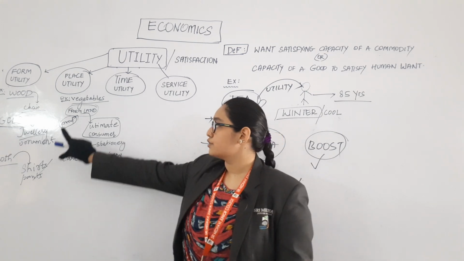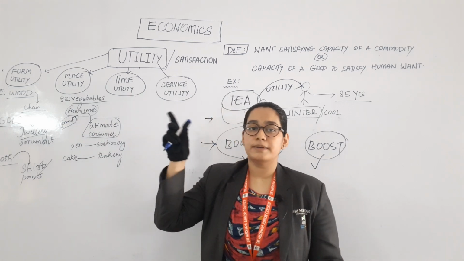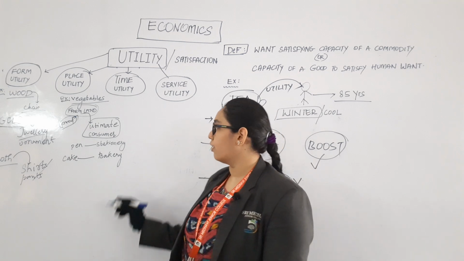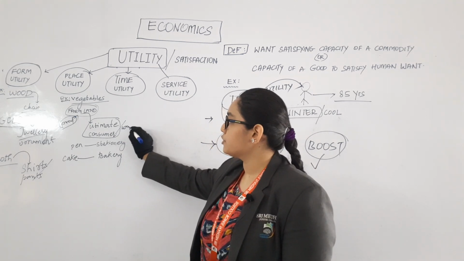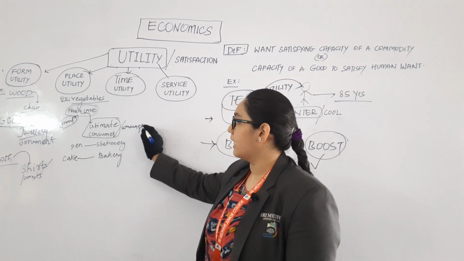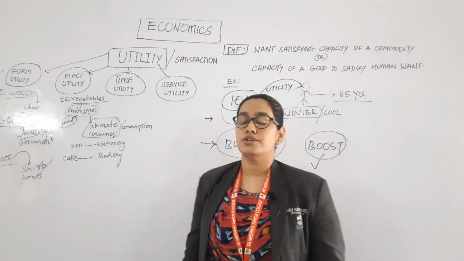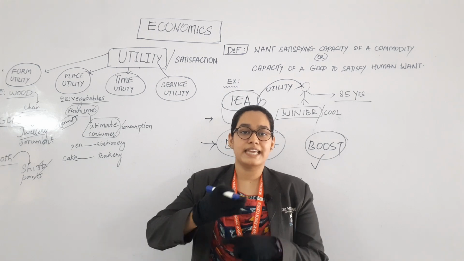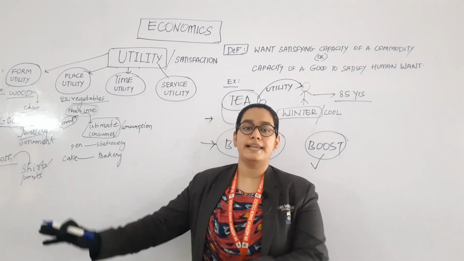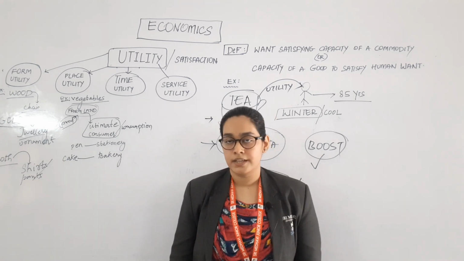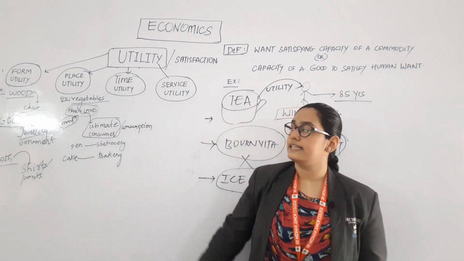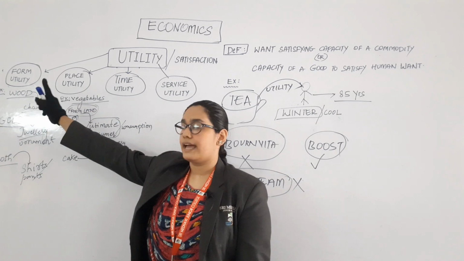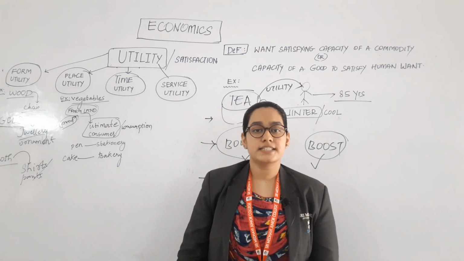Am I right? So, when vegetables are brought from the production place to the ultimate consumer or to the consumption place, they are gaining utility. Is the concept clear? The utility can be gained by changing the place of the commodity. So, two types of utility are completed. The first one was form utility and the second is the place utility.